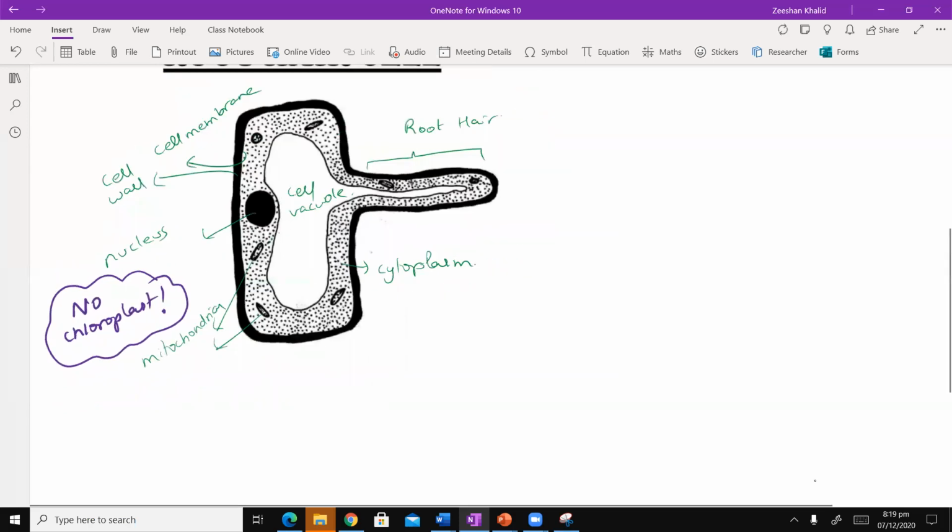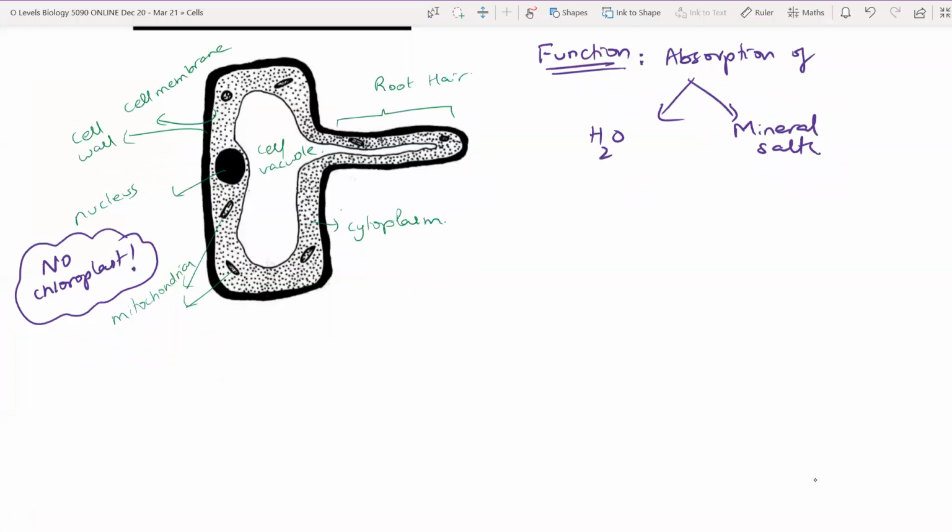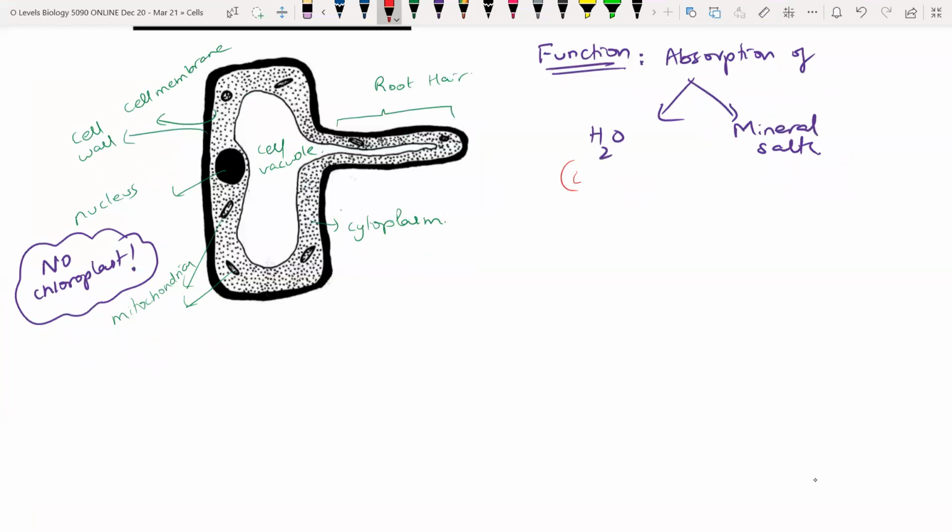Now, again, if I were to ask you what is the function of the root hair cells, then your answer will be absorption of two things. Number one, water. Number two, mineral salts. Okay, but there's something more that we need to know about this. Water is going to be absorbed by the process of osmosis. Of course, the detail of which we will see tomorrow, inshallah, once we begin that topic. And mineral salts is done by active transport.